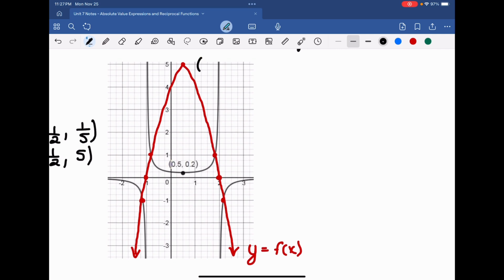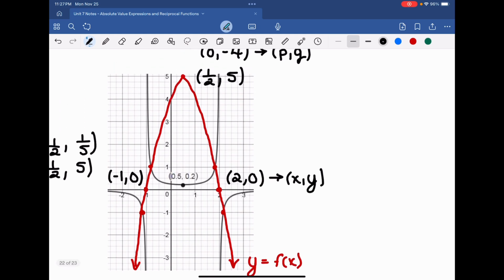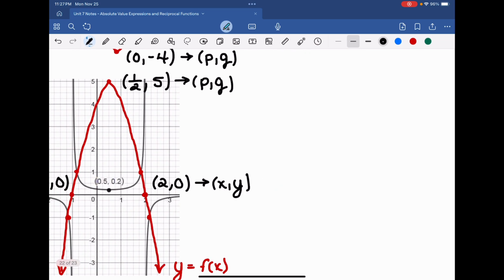Our vertex was located at 1/2 for x and 5 for y. Our two x-intercept points are going to be at 2 and 0, and our other one is going to be at -1 and 0, like this. And then again, we can classify this point as an x and y, and then we can classify this one as our p and our q. Perfect.